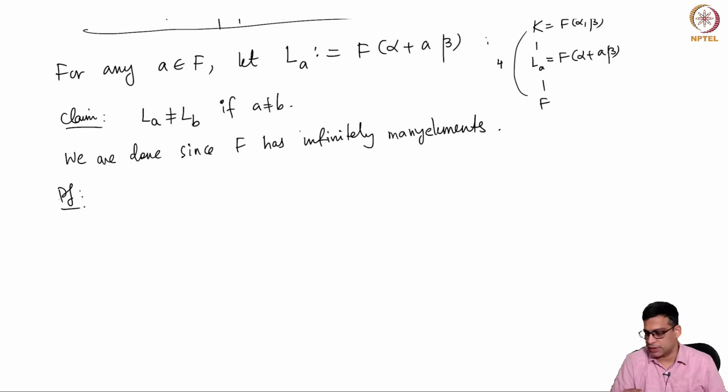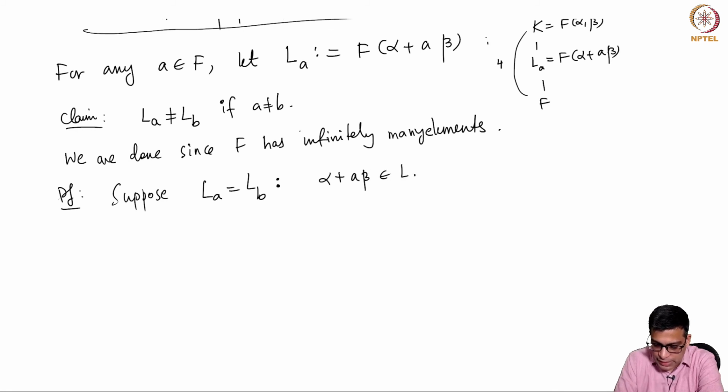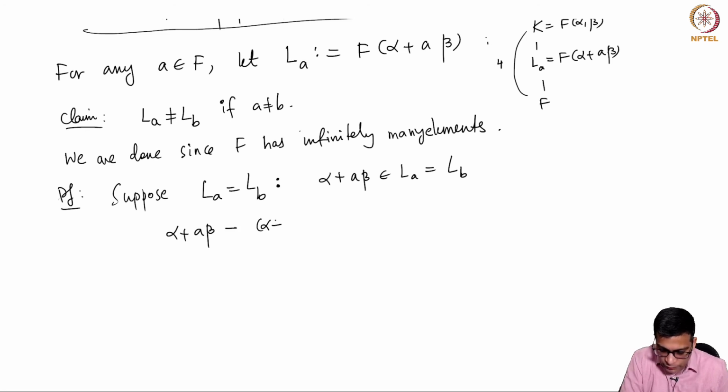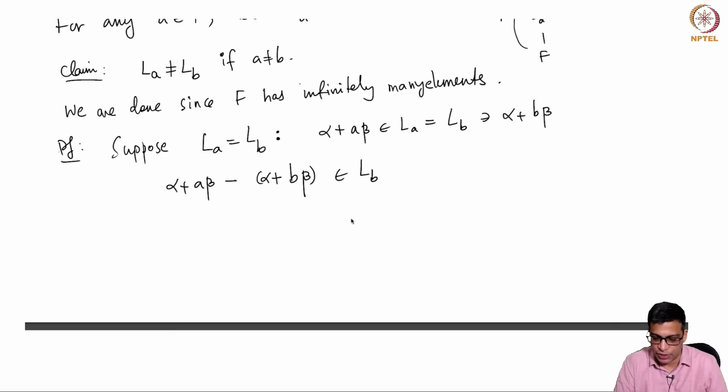So the proof is a simple calculation, I will show you now. Suppose L_a equals L_b, then what is the problem that will happen? Remember, L_a is F(alpha plus a beta). So this is in L_a, so this is in L_b. That means alpha plus a beta is in L_b, but then we do know that alpha plus a beta minus (alpha plus b beta) is in L_b, because L_b also contains alpha plus b beta. In fact, L_b is generated by alpha plus b beta. So the difference between these two is in L_b.